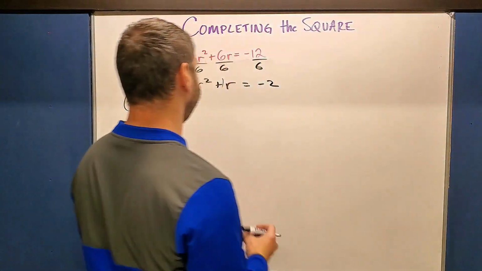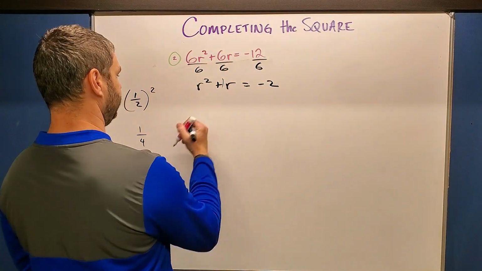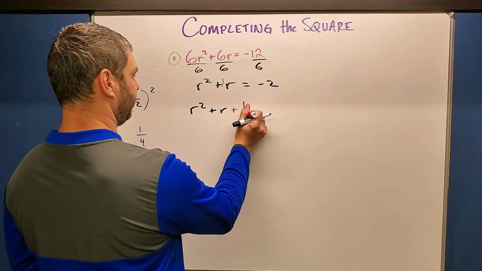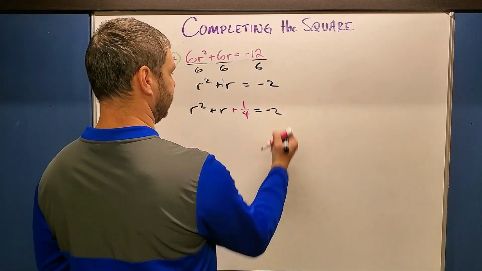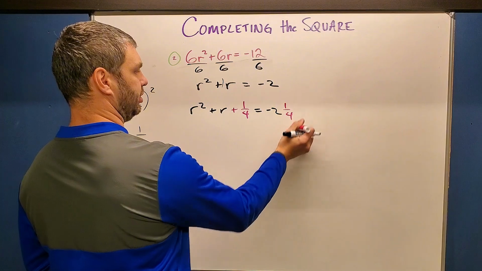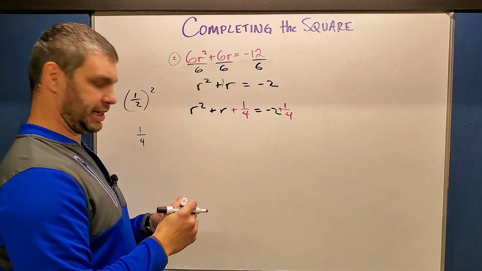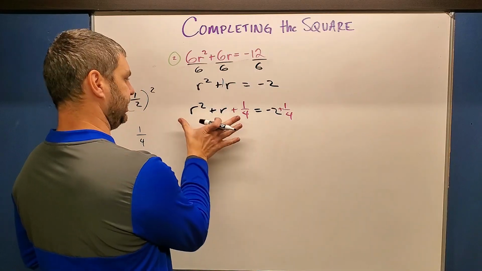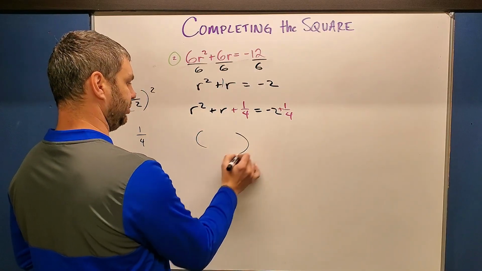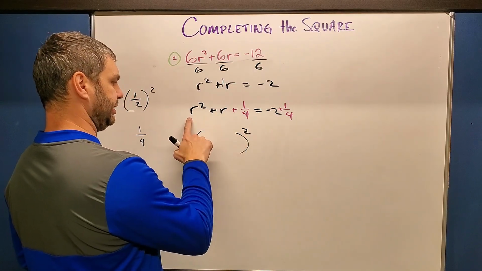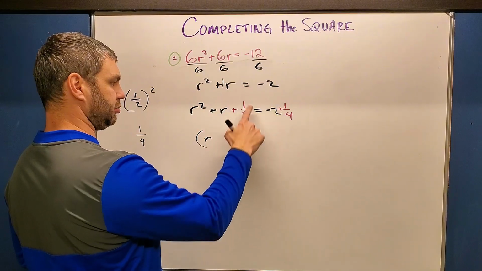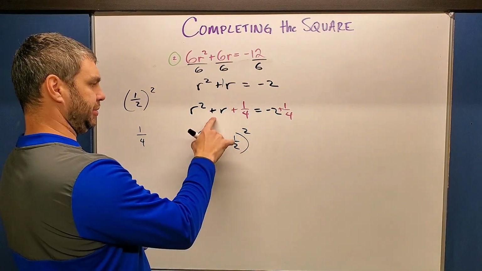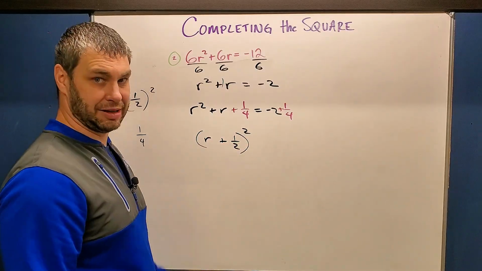So again, I'll use my other marker here, and I'm going to say I still have r squared plus r. I'm going to add in 1/4 and equals the other side, negative 2. I also have to add in 1/4 to the other side. If I do it to one side, I have to do it to the other side. The reason why we chose this is because this left side is going to become a binomial squared. Again, if I take the square root of r squared, that's r, and the square root of 1/4, we'll kind of go backwards here, is 1/2. And the sign I'm using is the plus from in front of my b term.